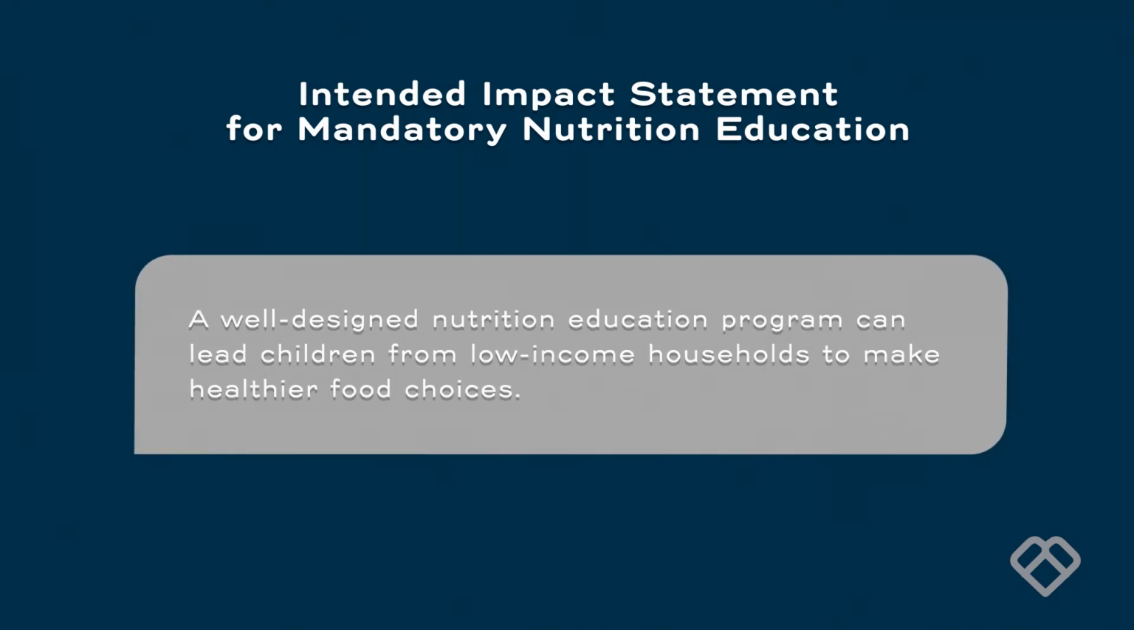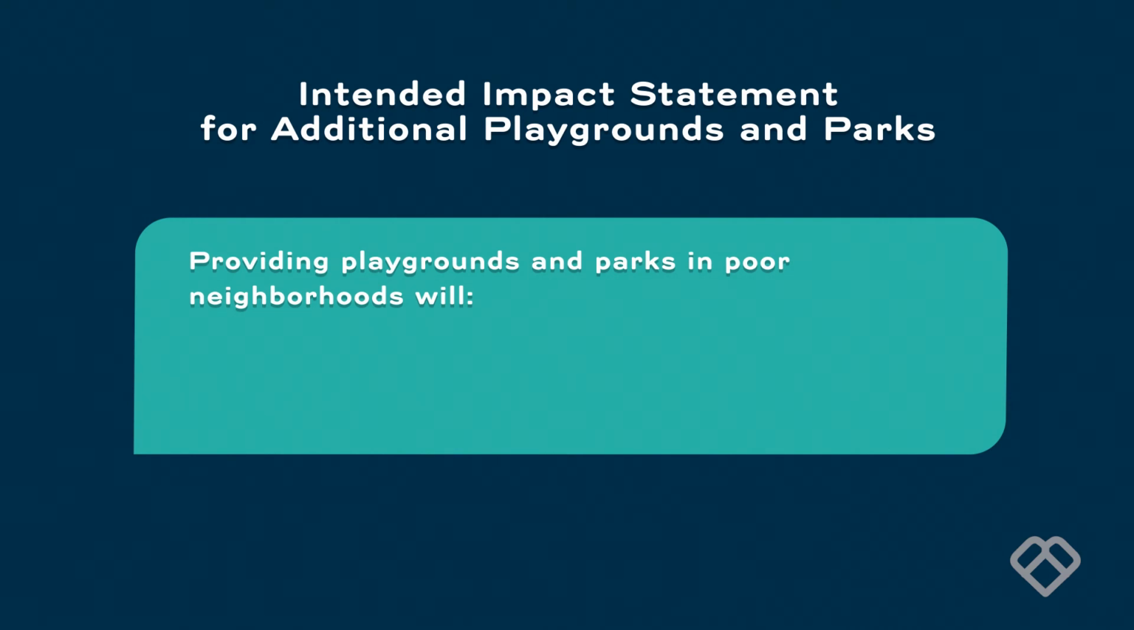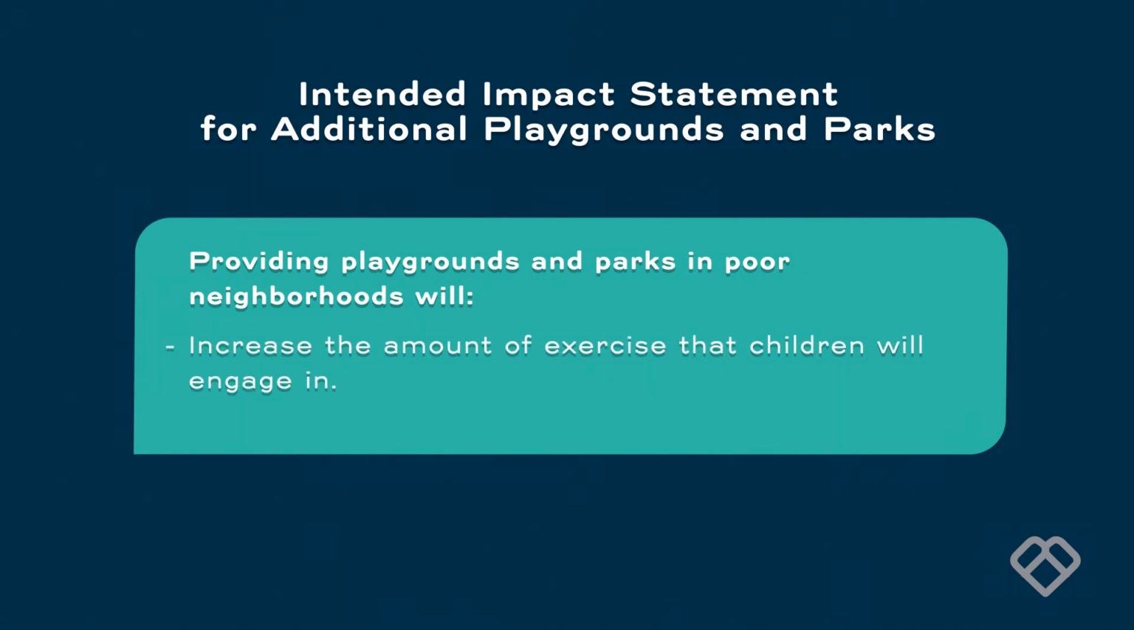The intended impact statement for mandatory nutrition education is that a well-designed nutrition education program will lead to children, especially children from low-income housing, making healthier food choices and thus reduce their obesity. The intended impact statement for additional playgrounds and parks is simply that providing playgrounds and parks, especially in poor neighborhoods, will increase the amount of exercise that students engage in and thereby improve their health and reduce their obesity.